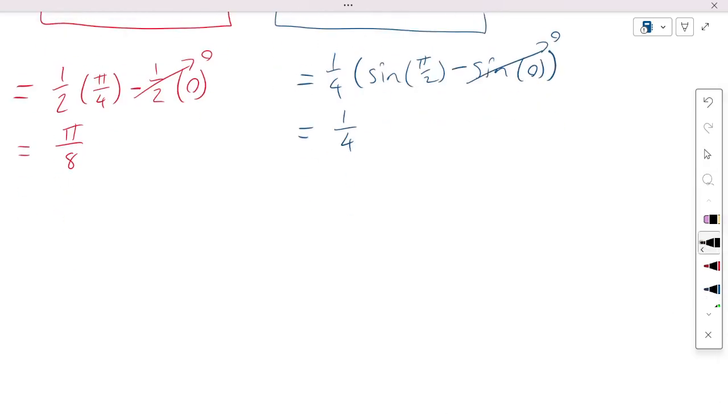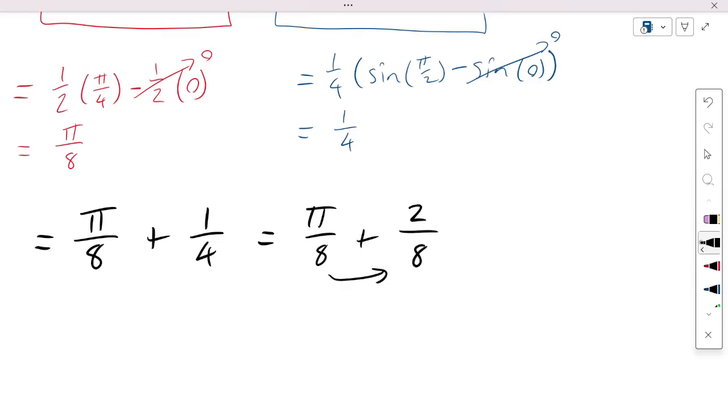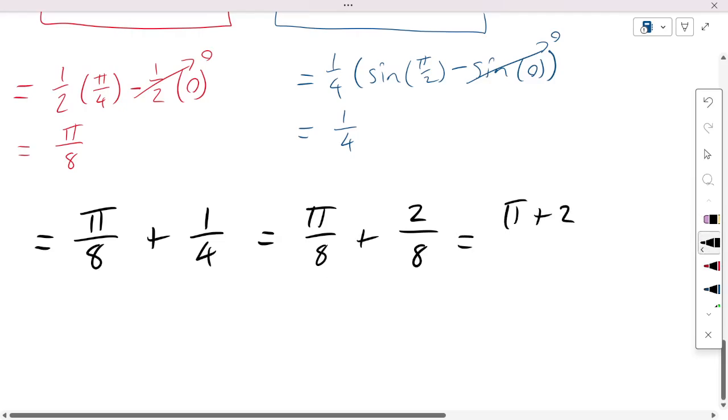Now we can say that, continuing again, it's pi over 8 plus a quarter. We're just going to write this together: pi over 8, and then you can write this also as 2 divided by 8, so that these denominators are the same, and then you can write it as pi plus 2 divided by 8, which is the final answer. There we go.